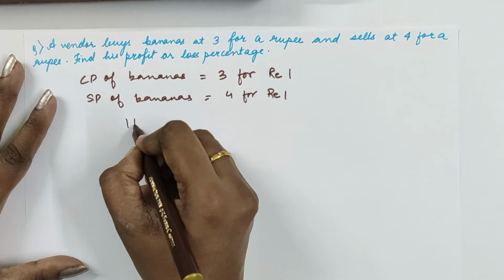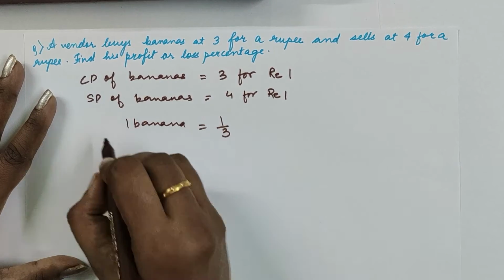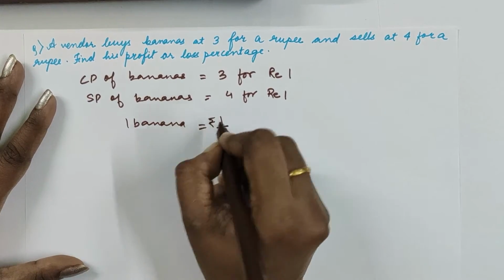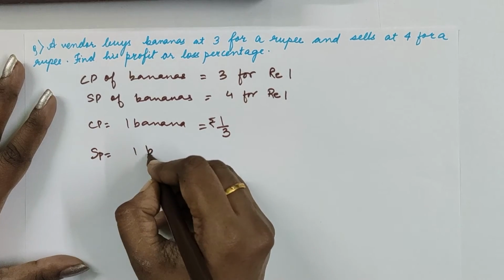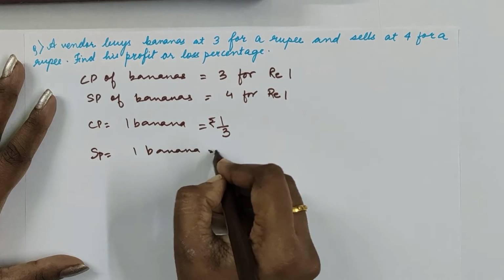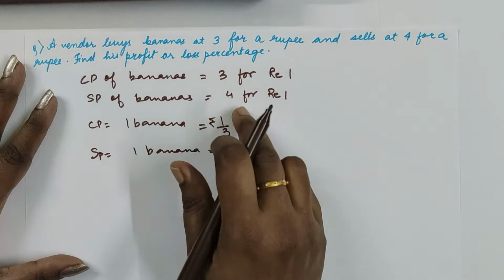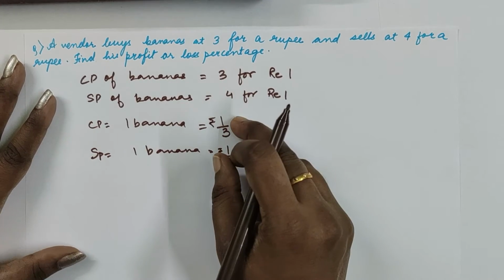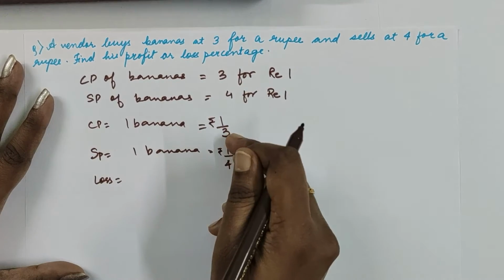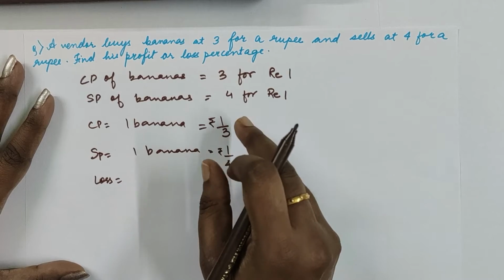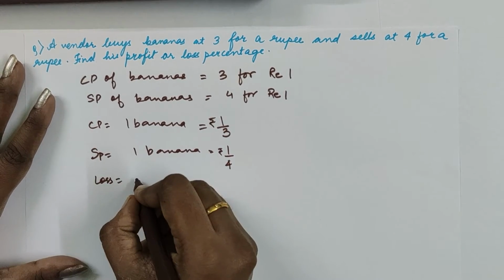So 1 banana costs 1 by 3 rupees, that is the cost price, and the selling price of 1 banana, by the simple unitary method, is 1 by 4. So by seeing this you can very well know that here he is having a loss, as the cost price is more than the selling price. This is around 0.33 and this is around 0.25. So there is a loss.